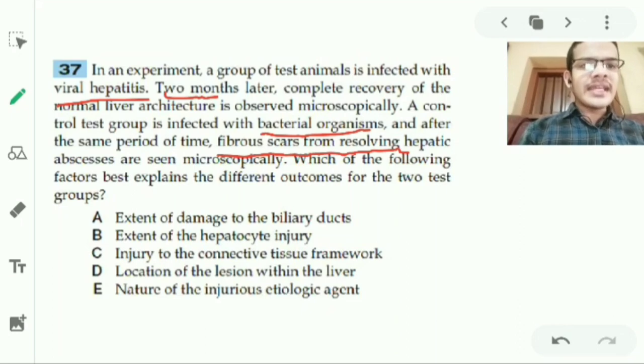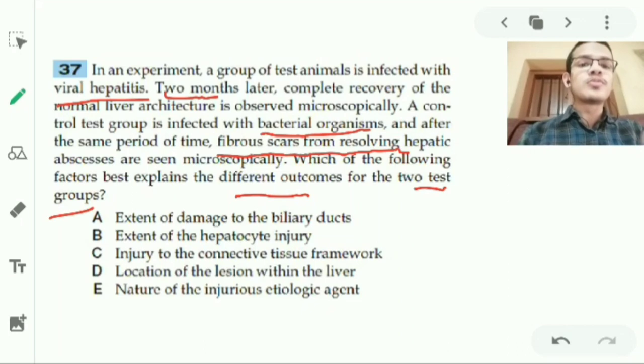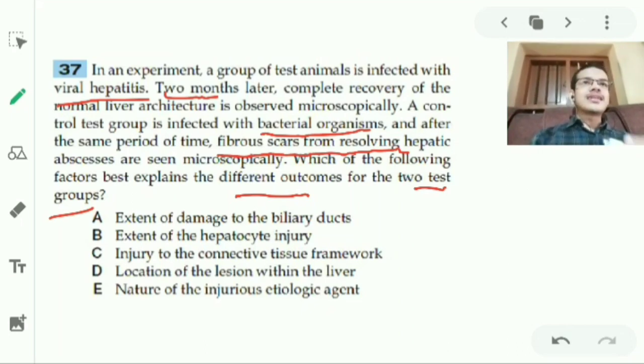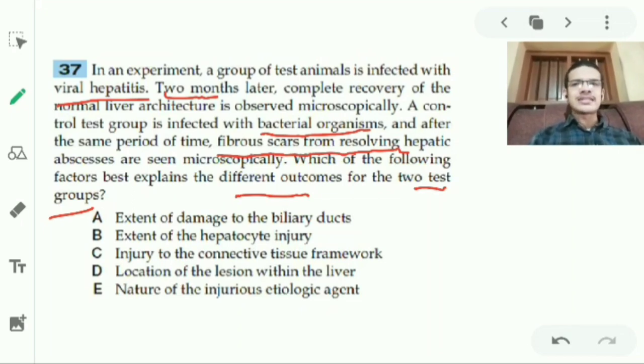In the second case we can see that the infection progressed to liver abscesses, right? Which of the following factors best explains the different outcomes of the two test groups? In one case the liver architecture is completely regained, the liver completely regenerates following viral hepatitis, and in the other case what we see is scarring, that is, the damaged part is filled with connective tissue. So what will be the reason?